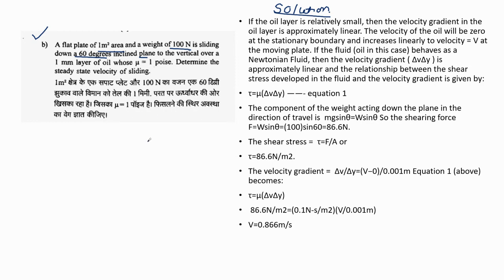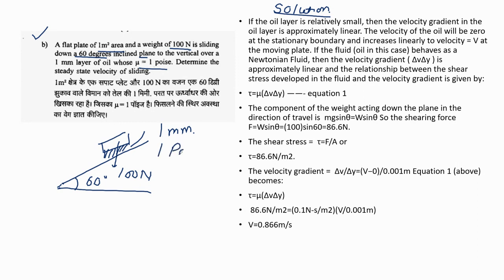So what is the situation? What is the case we have? This is an inclined plane whose angle of inclination is given as how much? 60 degrees. A plate is given to us whose weight is given as how much? 100 Newton. Now this is sliding on a 60 degree inclined plane, and between this plate and this plane there is oil present. The thickness of this oil is 1 mm and the viscosity is 1 poise. So 1 poise is equal to 0.1 Newton second per meter square. Always convert into this unit.